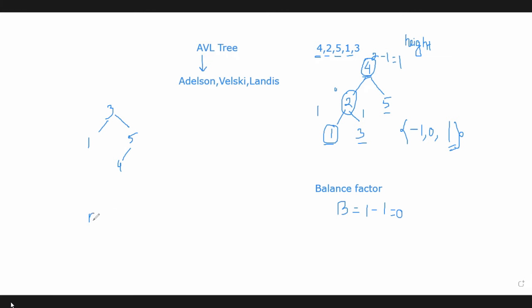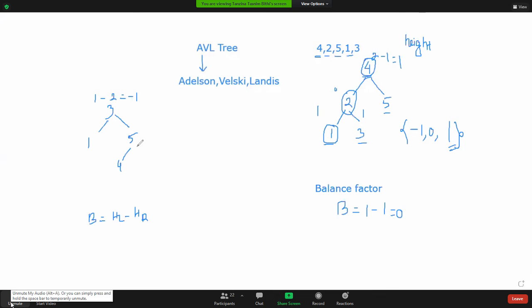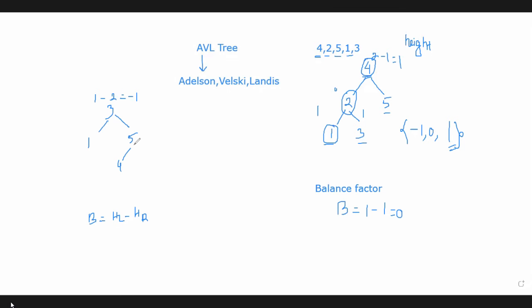And how can we calculate it? Balance factor is the difference of the height of the left subtree, HL, minus the height of the right subtree, HR. Here the height of the left subtree is 1, but the height of the right subtree is 2. So 1 minus 2 equals -1. So is it a balanced tree? Yes, because in the left subtree there is 1 level, but in the right subtree there are 2 levels. The difference between the heights is 1. The difference cannot be more than 1.